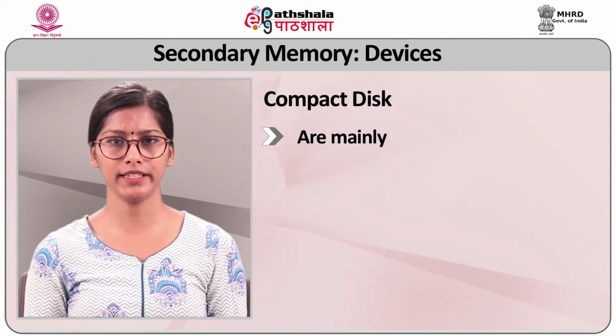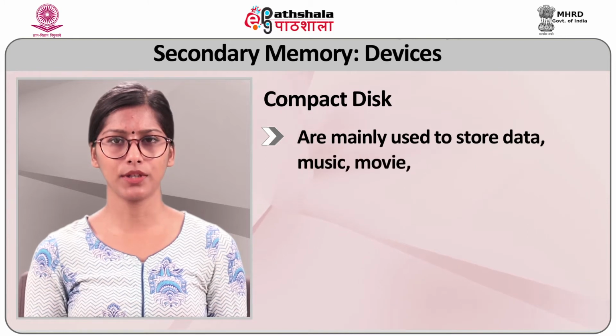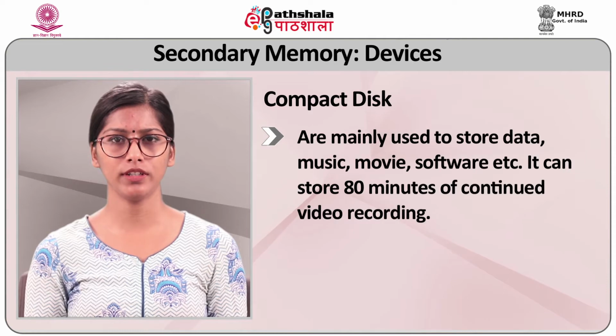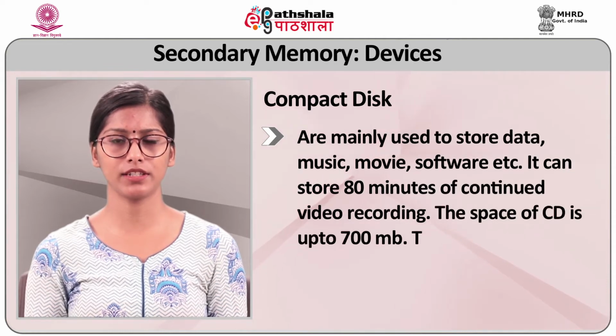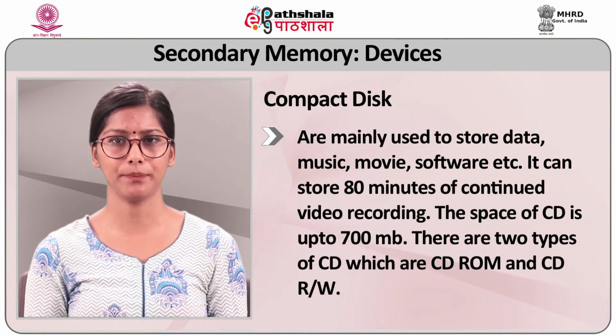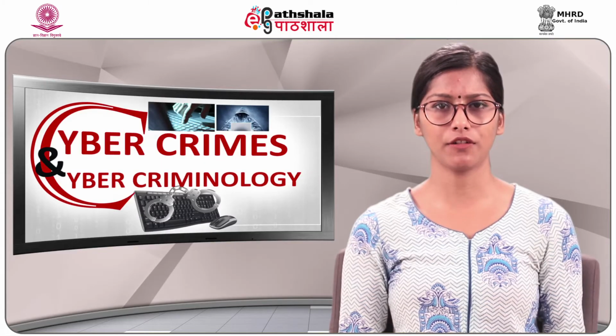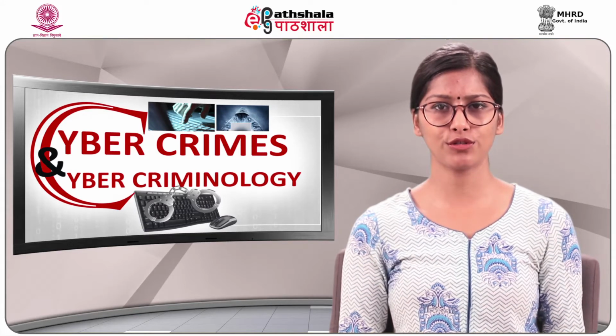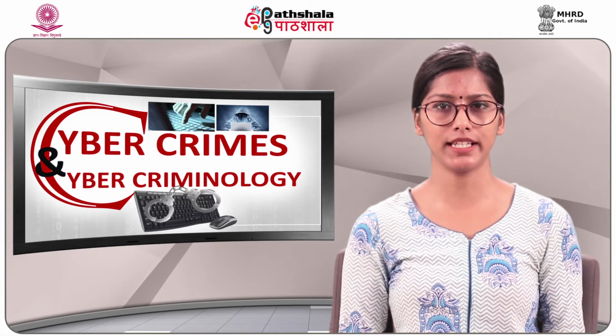Compact disks are mainly used to store data, music, movies, software, etc. It can store 80 minutes of continued video recording. The space of a CD is up to 700 MB. There are two types of CD, which are CD-ROM and CD-RW. The basic technology of CD-ROM is the same as that for CD audio. It is used to store computer data for PC games and other applications.